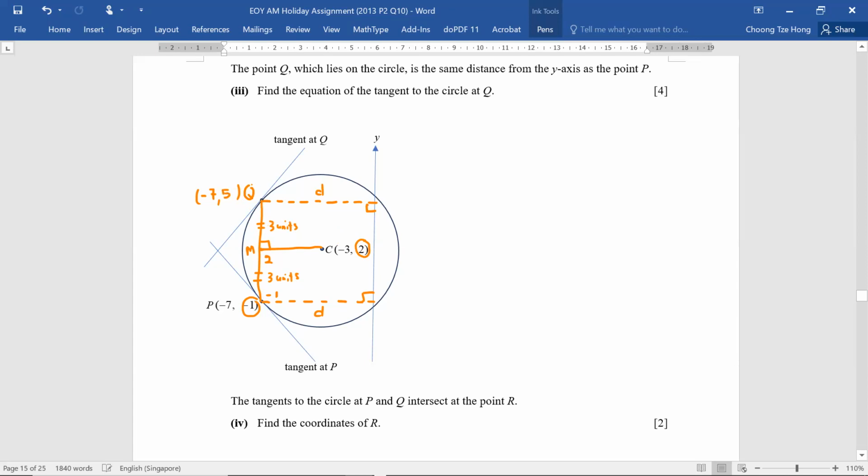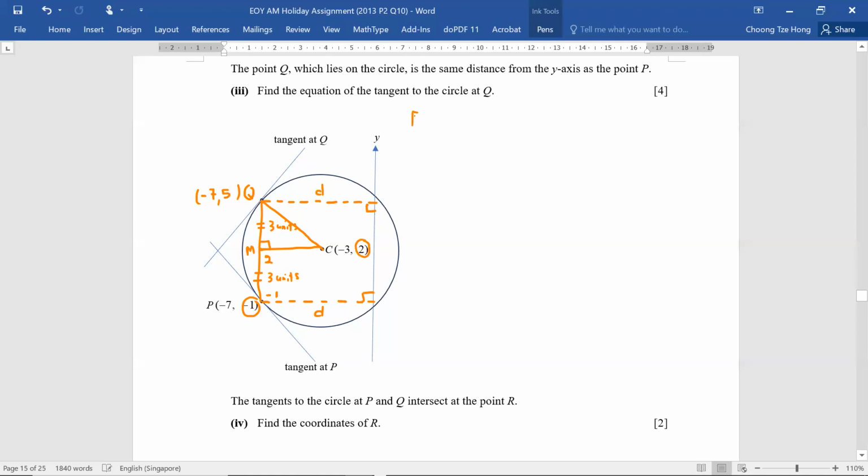So from here, I can know the y coordinate of Q, and with the y coordinate, I actually know both coordinates already. That will allow me to find, using a similar method to part 2, the equation of the tangent at Q. So basically what we need to do now is find the gradient of CQ. Once we know the gradient of CQ, we know the gradient of the tangent at Q. Once we know that, we can find the equation of the tangent at Q. So let's go ahead and do that now.